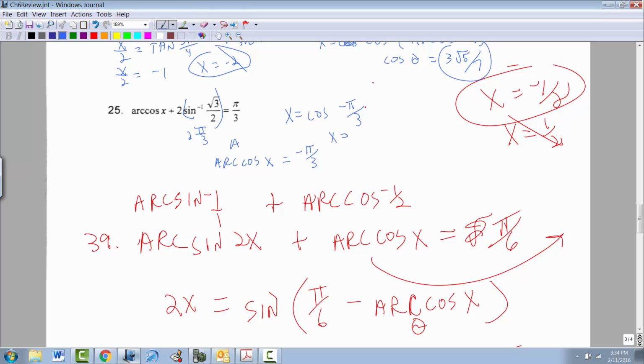Cosine of negative pi over 3. That's in quadrant 4. That's a 60. So that is a half.